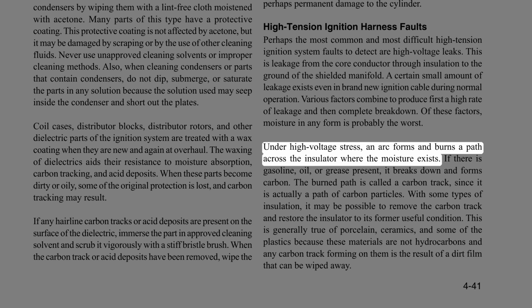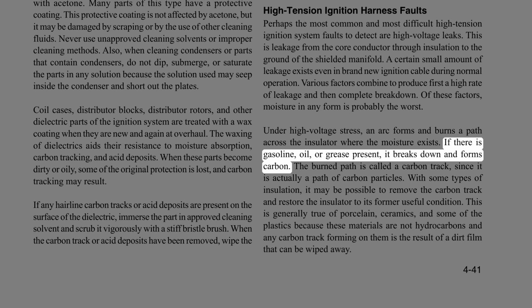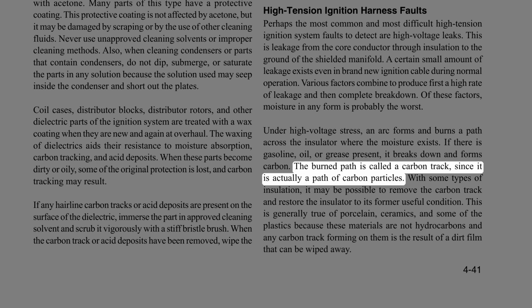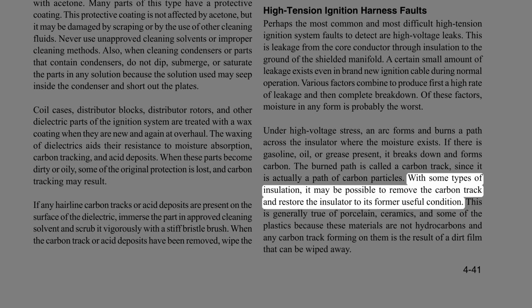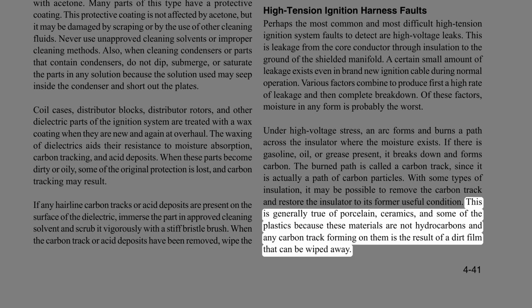Under high voltage stress, an arc forms and burns a path across the insulator where the moisture exists. If there is gasoline, oil, or grease present, it breaks down and forms carbon. The burned path is called a carbon track, since it is actually a path of carbon particles. With some types of insulation, it may be possible to remove the carbon track and restore the insulator to its former useful condition. This is generally true of porcelain, ceramics, and some of the plastics because these materials are not hydrocarbons, and any carbon track forming on them is the result of a dirt film that can be wiped away.